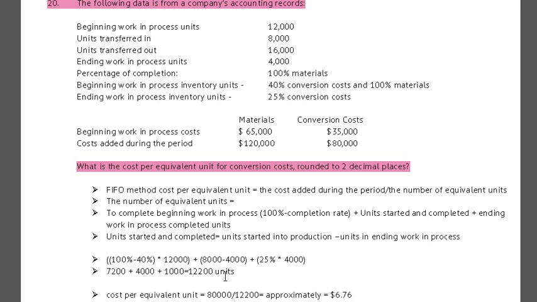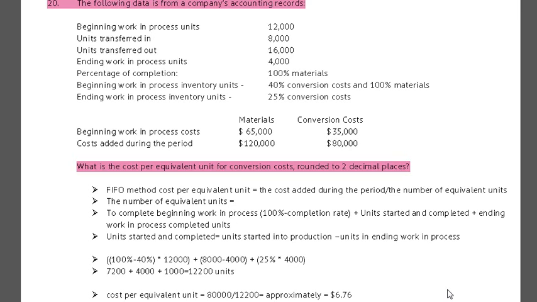So now that you know your units, you can then calculate your cost per equivalent unit. So we're taking our 80,000 under the conversion costs. It says costs added during the period are 80,000. So 80,000 divided by our units gives us approximately $6.76 for conversion costs per unit.